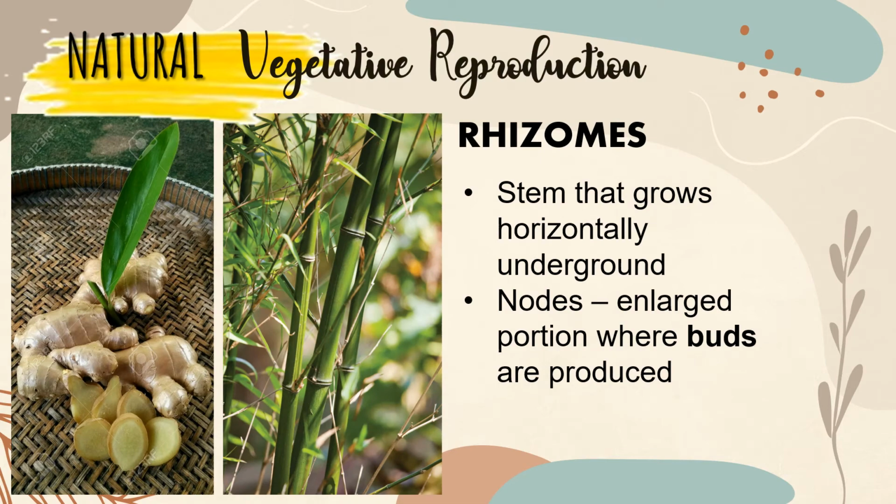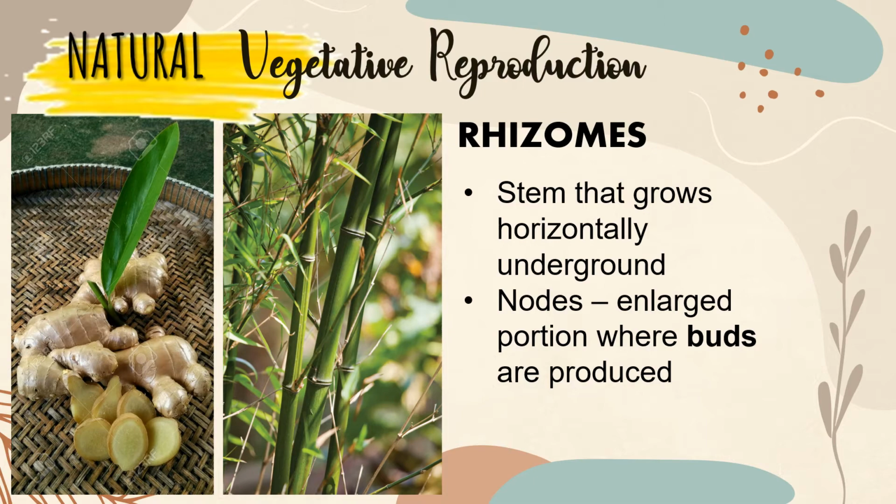Another example of natural vegetatively reproduced plants are ginger and, of course, bamboo. They are called rhizomes, where stems grow horizontally underground, and they have what we call nodes. These nodes are the enlarged portions where buds are produced.